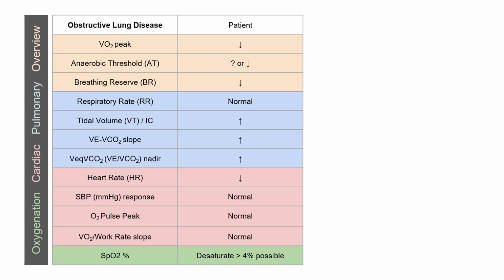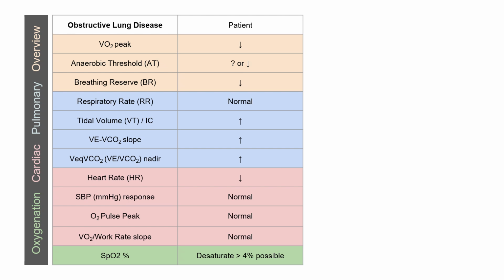Now looking at the pulmonary disorders. Now looking at patients with obstructive lung disease, these patients will have a low VO2 peak, and again they may have either a reduced anaerobic threshold or they'll have no anaerobic threshold visible because they've stopped because of exertional dyspnea and severe symptoms. Importantly, they'll have a reduced breathing reserve.